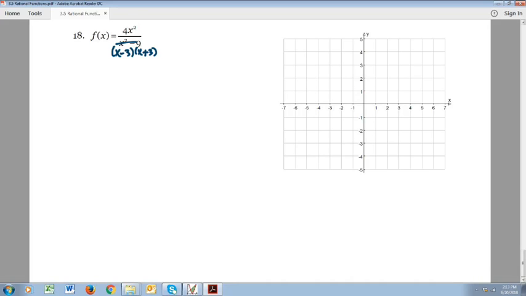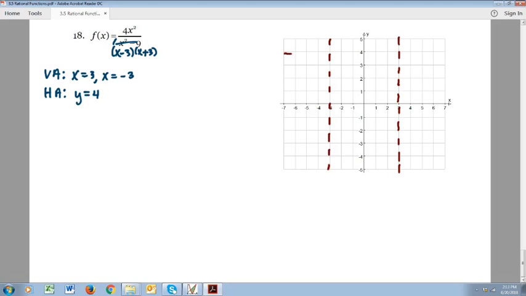All right, so I'll factor the bottom there, and I can see that my vertical asymptotes, again, are at my restricted values. So x equals 3 and x equals -3 are vertical asymptotes. And for horizontal asymptote, this is a case where we're balanced because the degree of the numerator is 2 and the degree of the denominator is 2. And so we're going to take the coefficients of those leading terms. So it'd be 4 over 1. It's 4x squared and 1x squared. 4 over 1 is just 4, so y equals 4 is your horizontal asymptote. Let's go ahead and put that in.